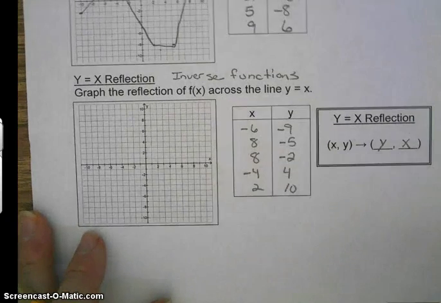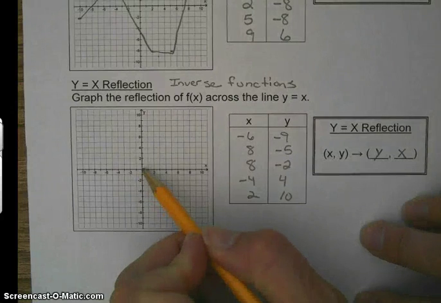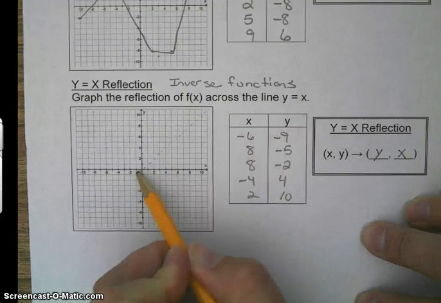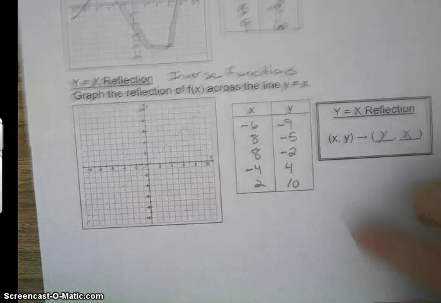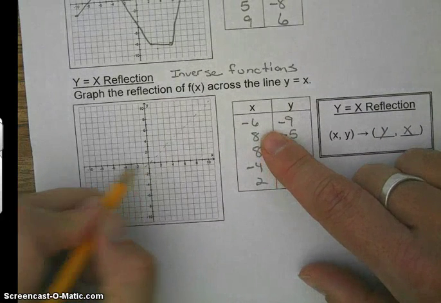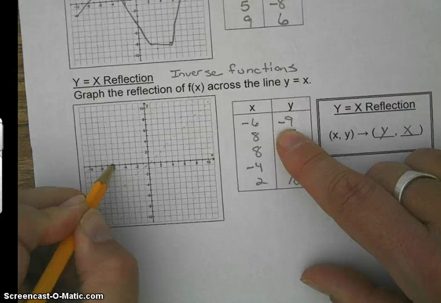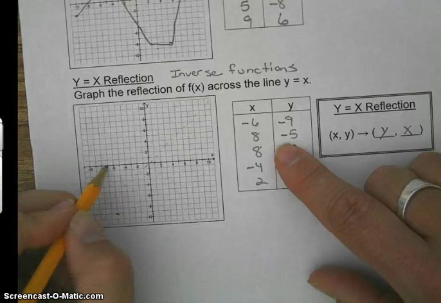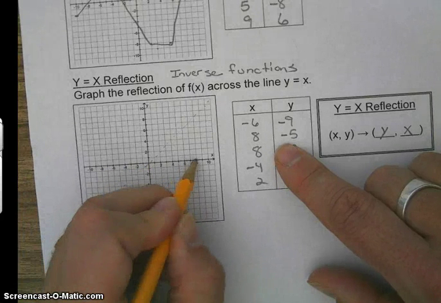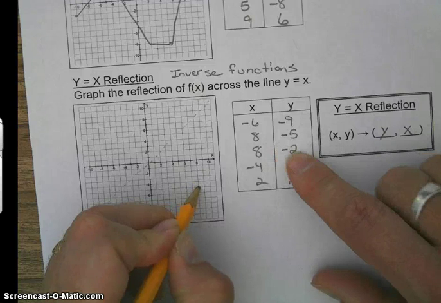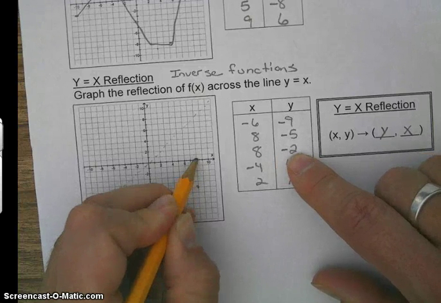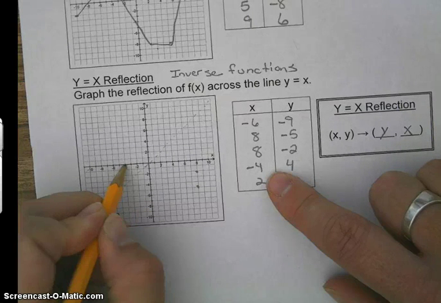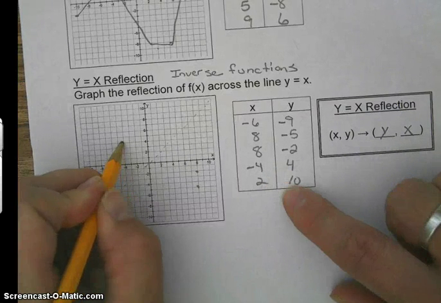Okay? Y equals x, remember, is our line. Here's our line of symmetry. So let's plot the points quickly. -6, -9. 8, -5. 8, -2. -4, 4. And 2, 10.